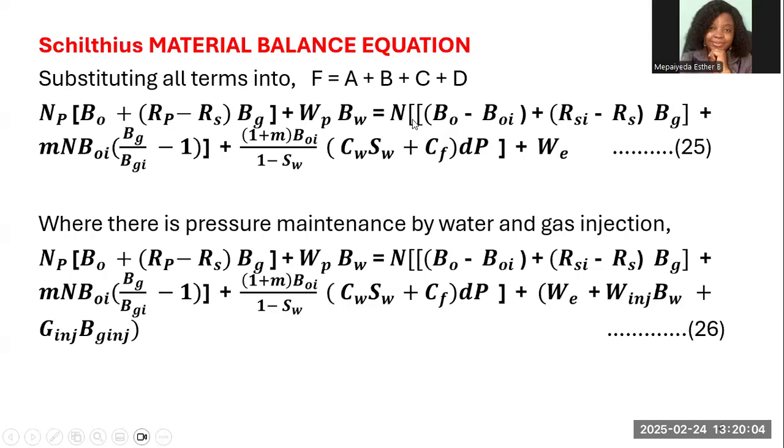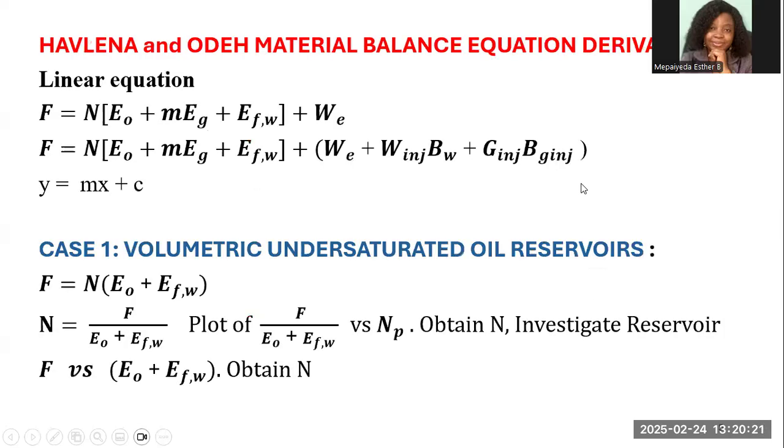For those that watched it, I'm sure you can recollect this equation 25 and this equation 26. Here, there is no pressure maintenance included. Here we have the pressure maintenance, water injection and gas injection. And here we have the Havlena and Odeh material balance equation derivations. You have the linear equation of Havlena and Odeh giving you this for without pressure maintenance, and here with pressure maintenance, including also the water and gas injection. So Havlena and Odeh express the Schilthuis MBE in a straight line.